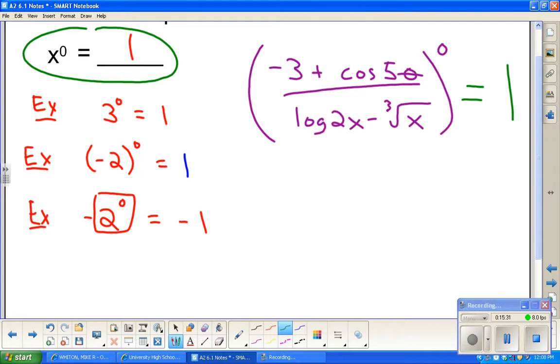So, we'll get to all this stuff later in the year, right? The trig stuff. That's the trig. Okay, so that's that rule.